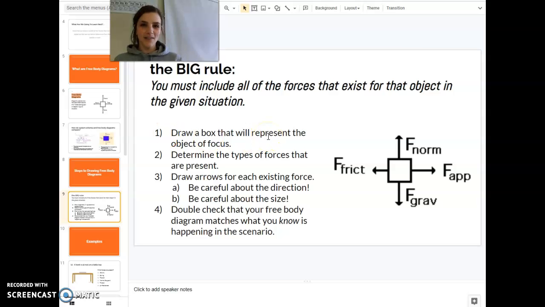So, the steps that you need to take. The first one is you draw a box. That should be pretty easy. The box is going to represent the object of focus in your scenario. After that, then you determine all the types of forces that are present just on that object. You draw arrows for each of those forces and you label them according to the type of force. You have to be careful about the direction that they are going, as well as the size. So we will use larger arrows to represent larger forces, smaller arrows to represent smaller or weaker forces. Then we just have to double check ourselves. Is our free body diagram matching what we know to be happening in real life?